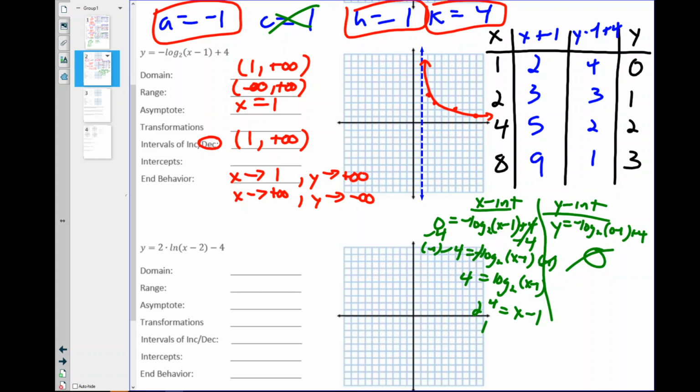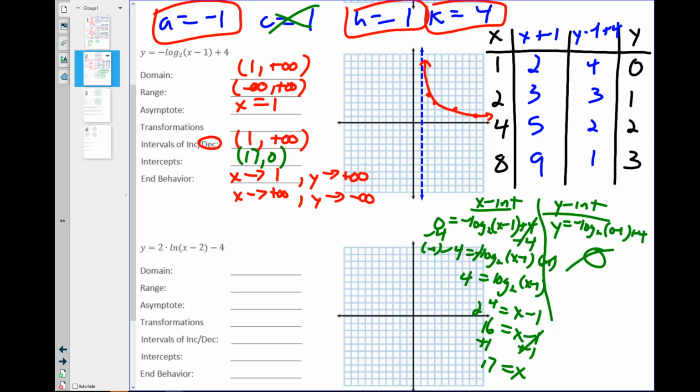2 to the fourth is 16 equals x minus 1, plus 1 plus 1. 17 is equal to x. So it's at 17, 0. That's the only intercept we have on the x. There's no intercept for the y.